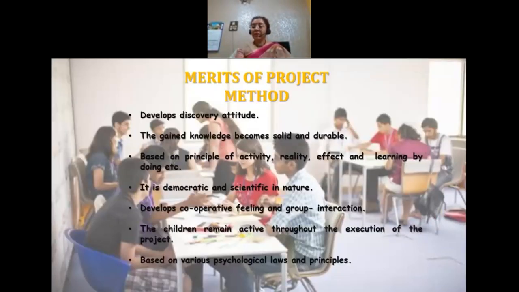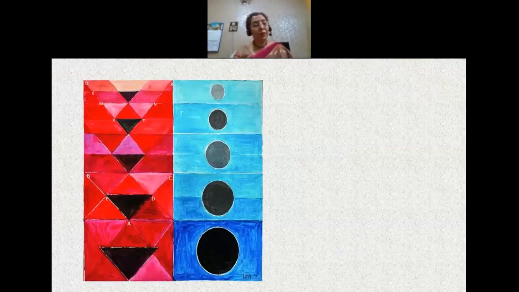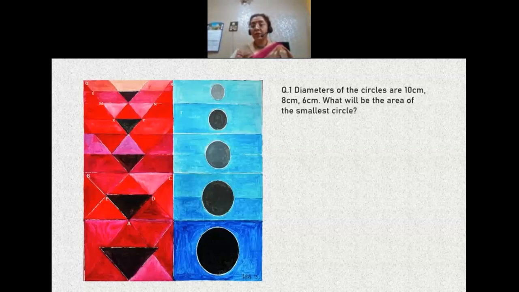Go for class 10. See, I have got this figure somewhere. It's a beautiful figure, a combination of some sunrise or sunset. I have attached mathematics to this to make the subject interesting. The first question: I have given the diameters of the circles as 10, 8 and 6 centimeter. What will be the area of the smallest circle?